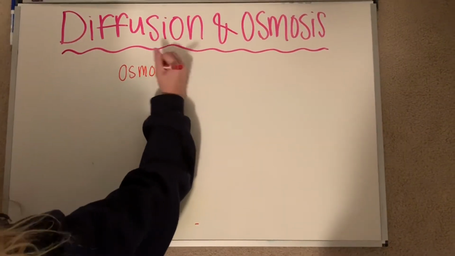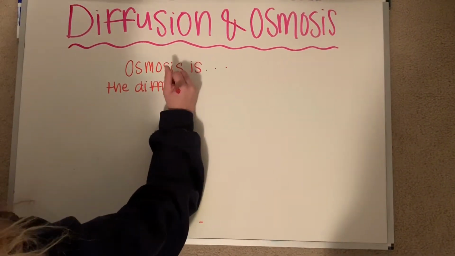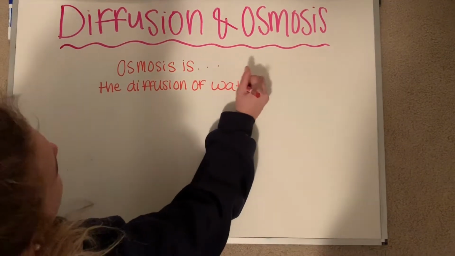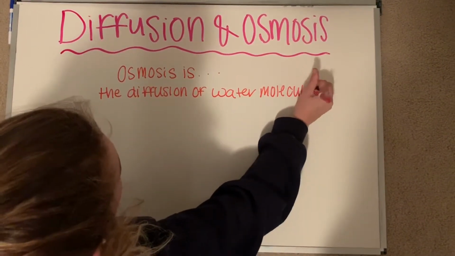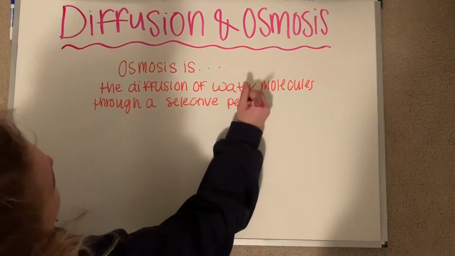On to osmosis. Osmosis is the diffusion of water molecules through a selectively permeable membrane. Osmosis can affect cells in 3 different concentration types: isotonic, hypotonic, and hypertonic solutions.